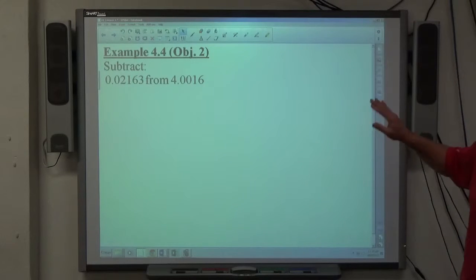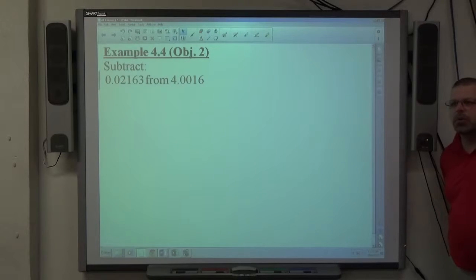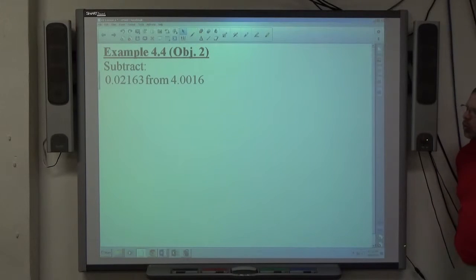All right, example 4, same two numbers, I think. Are they the same two numbers? Absolutely. All right, same two numbers. This time it says subtract 0.02163 from 4.0016.